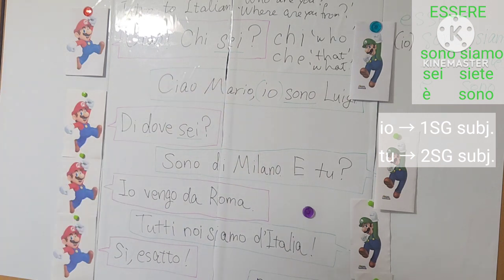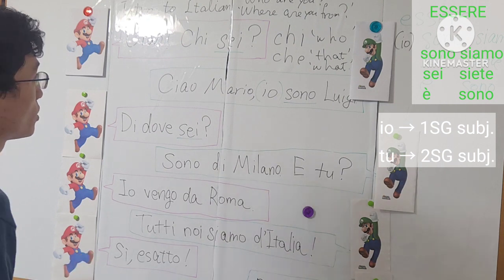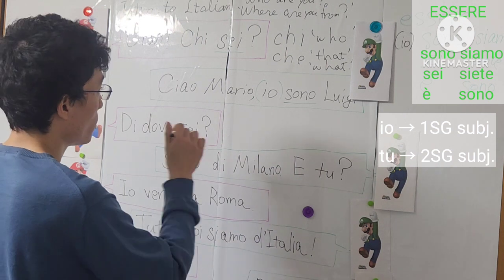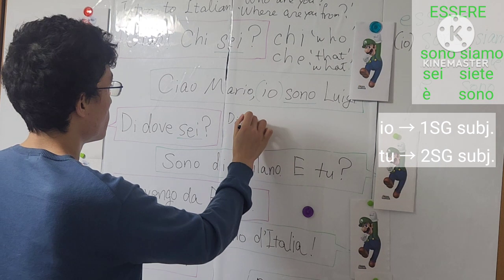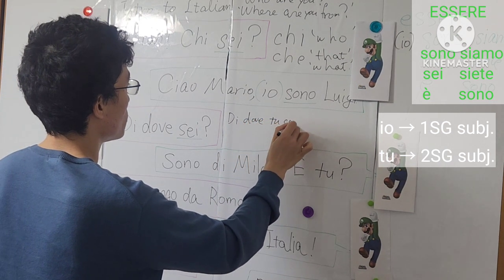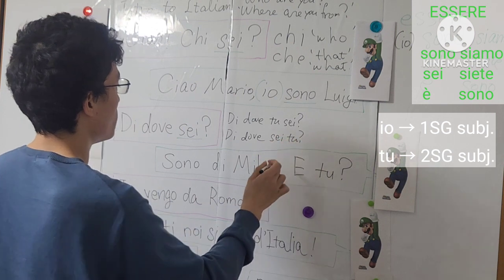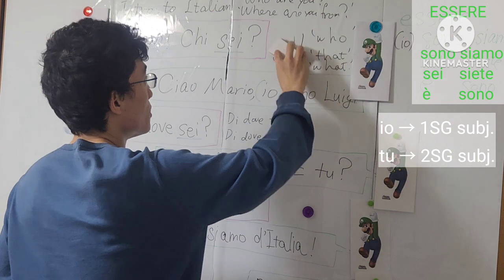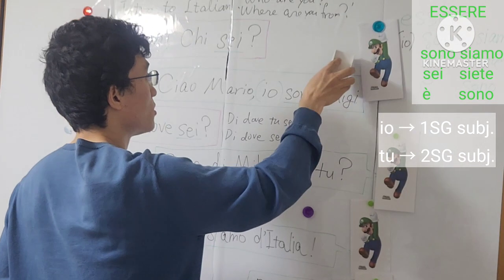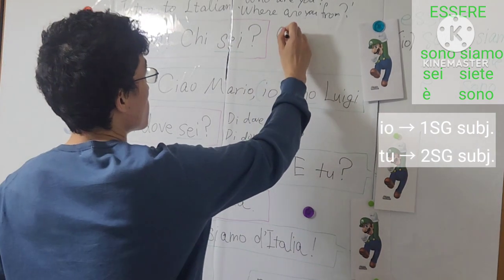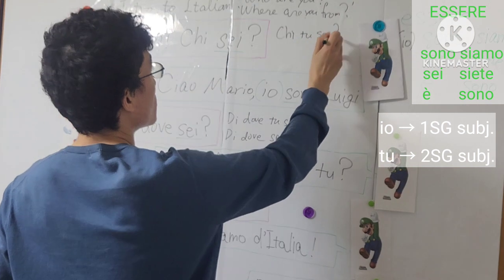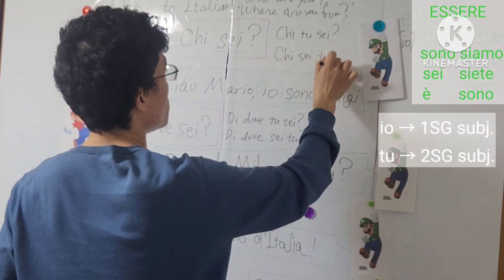And the position of the subject pronoun is freer than in English. Freer, or flexible, meaning that chi... Di dove tu sei? Di dove tu sei? And di dove sei tu? Both are possible, as well as chi tu sei and chi sei tu are equally possible.